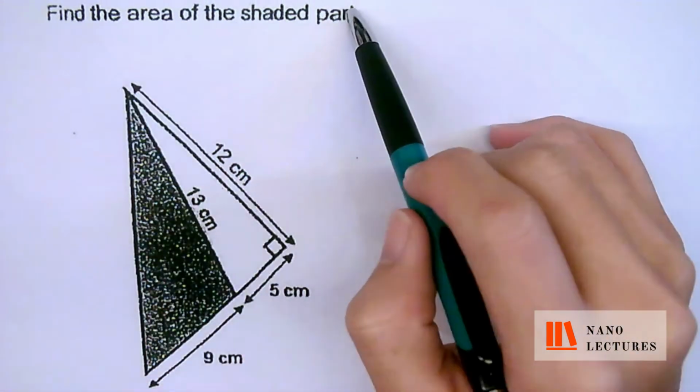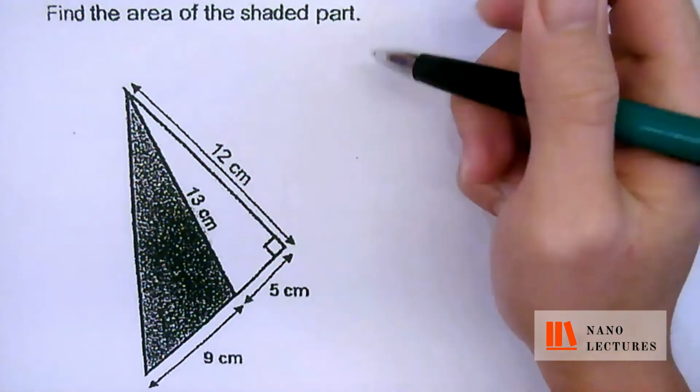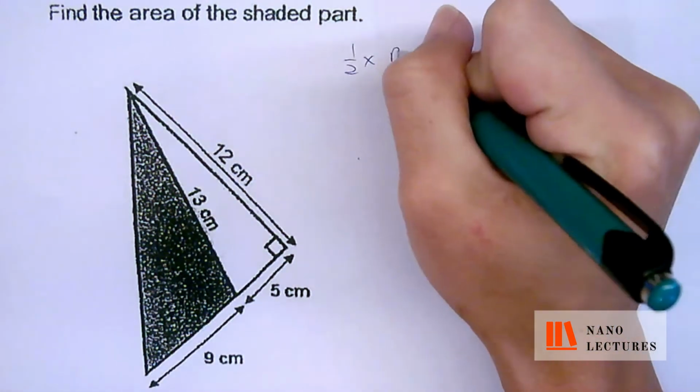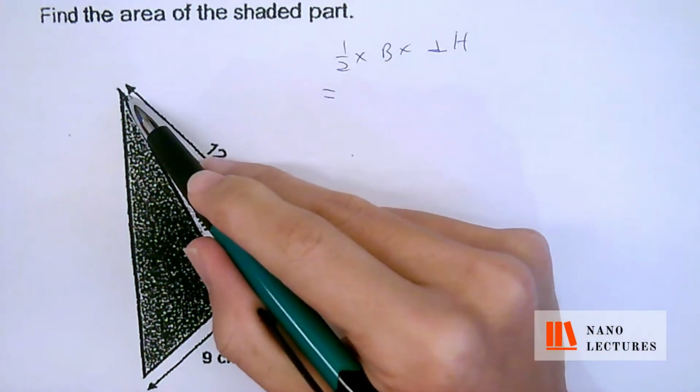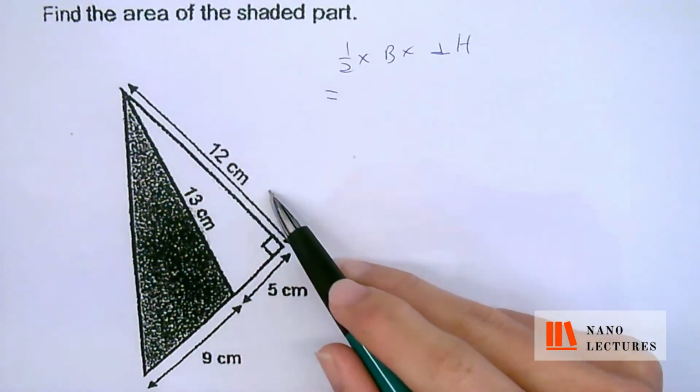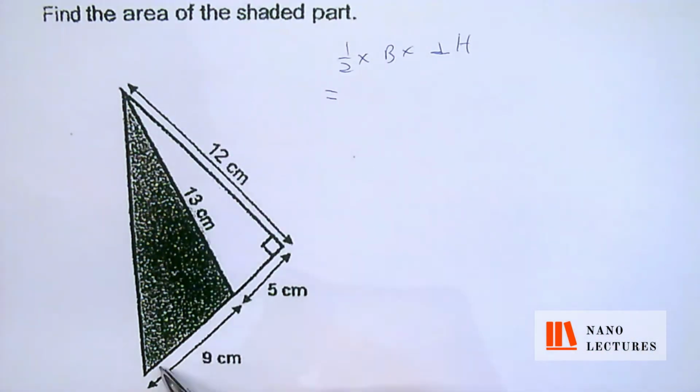Find the area of the shaded part over here. Okay, so remember what I told you about the formula of the triangle: it is half times base times perpendicular height, correct? Now, we have our perpendicular height given over here. You see this 12? This line 12 is perpendicular to my base, which is this 9 cm.